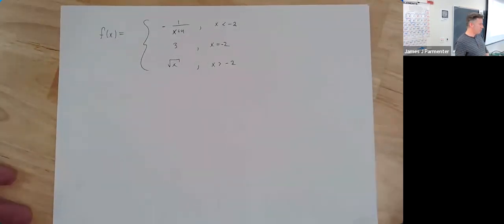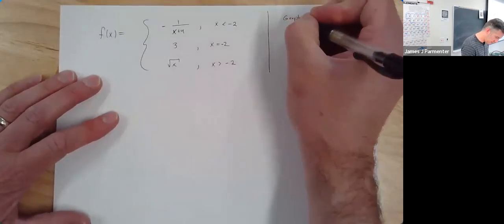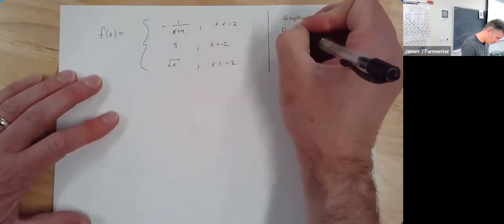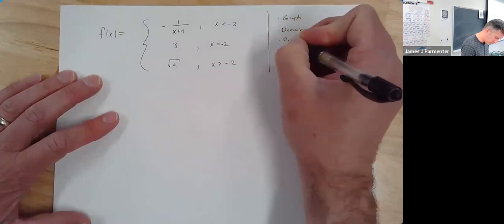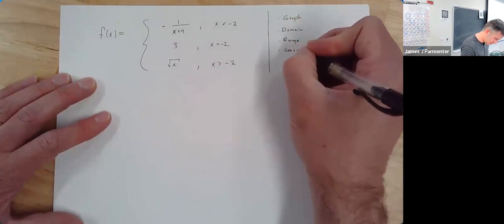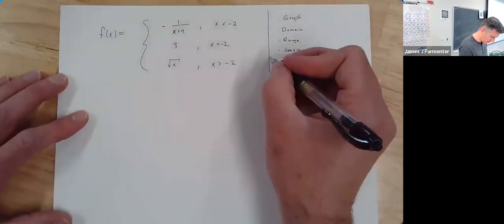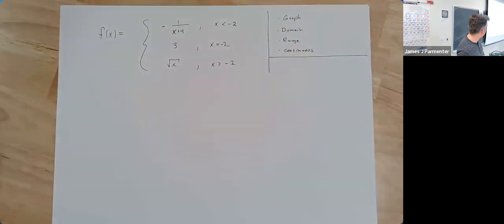And it's going to be the usual thing where we're going to be asked to graph it, find the domain, find the range, find where it's continuous. Oh, and find a couple limits as well. And we'll start with the limits. And here's what I would say.